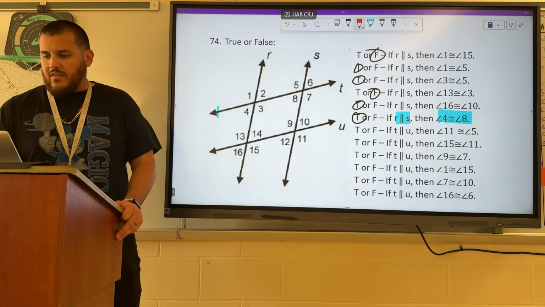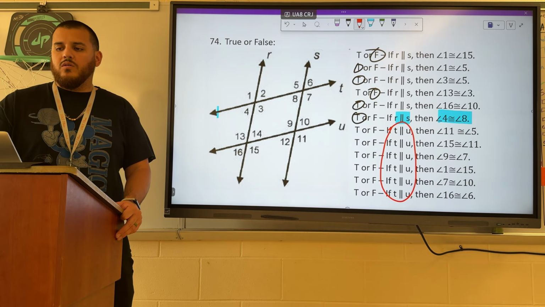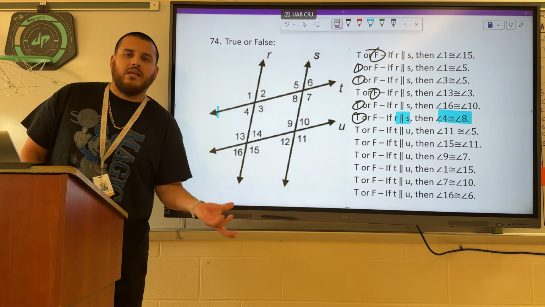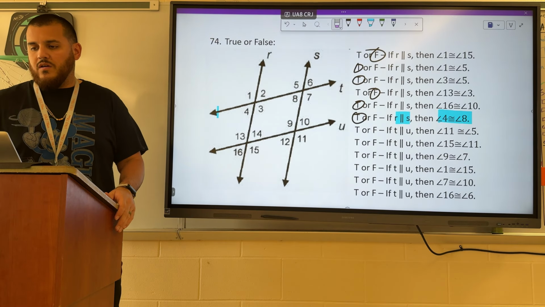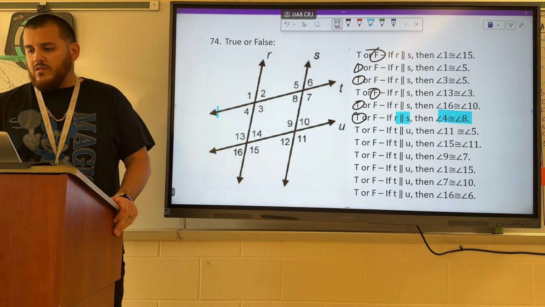Right now we have a switch up with the rest of our statements. We are now saying that T is parallel to U for the rest of them. So we're using our same logic. Again, we need the relevant sides or the relevant lines involved here. So our next one to evaluate.